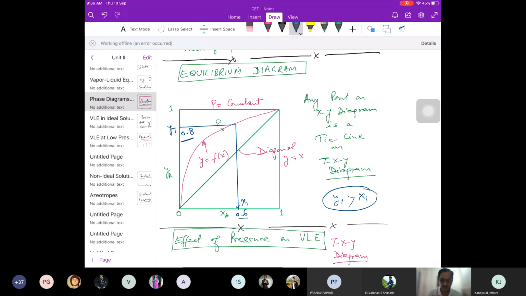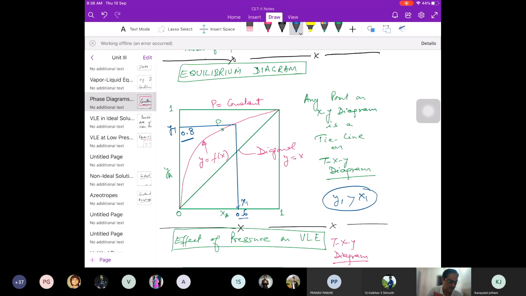Understand? That means I have taken an impure liquid. This is one stage of a distillation column. A distillation column has many stages. But in one stage, I have increased the concentration of the more volatile component from 0.6 to 0.8, right? So this is normally what happens.